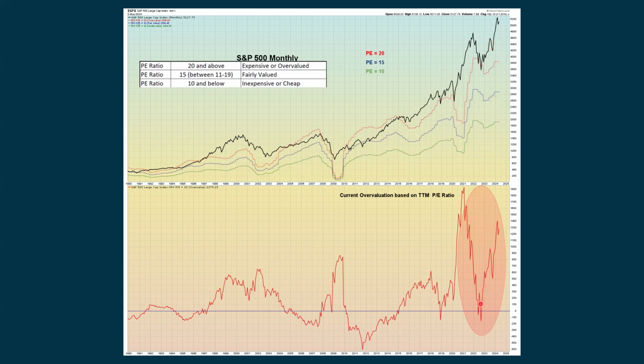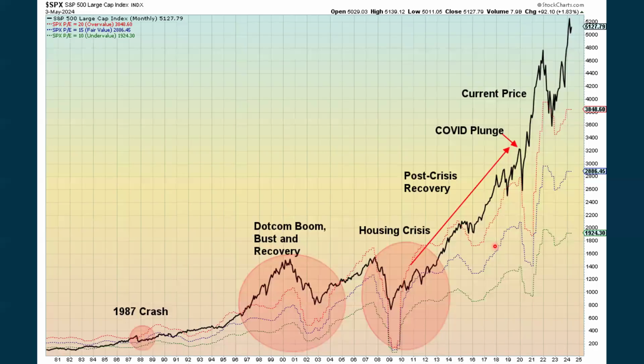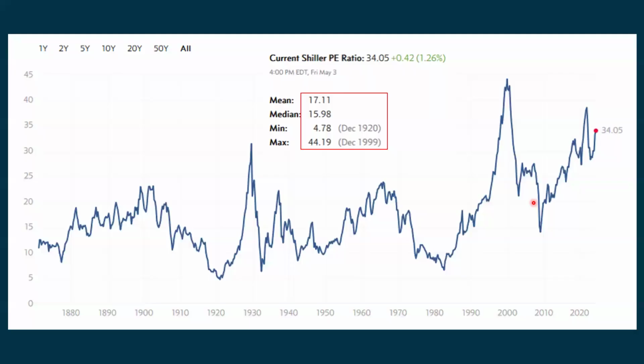And then down below, I have the spread between the current price of the S&P and the PE ratio of 20. When we're above 0, that just means that we're expensive on a historical basis. We can also compare that with different events that have happened and what the ratios were at that time. But then there's another thing we look at that was developed by Robert Shiller. This takes more of a smoothed approach over a period of time. And right now, this reading is coming in at 34.05.